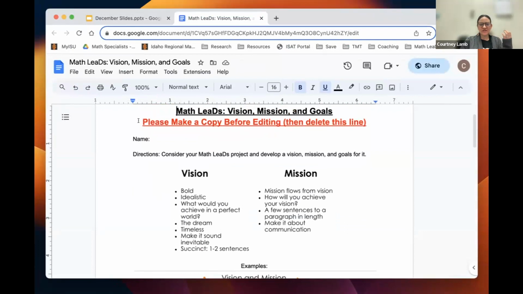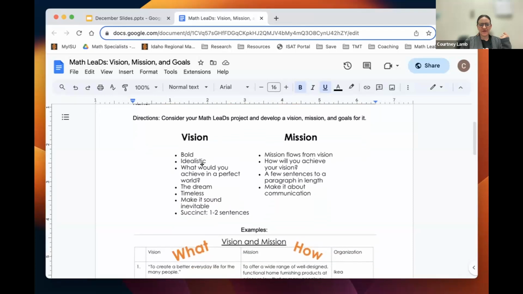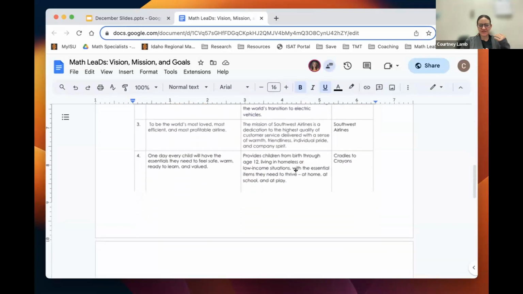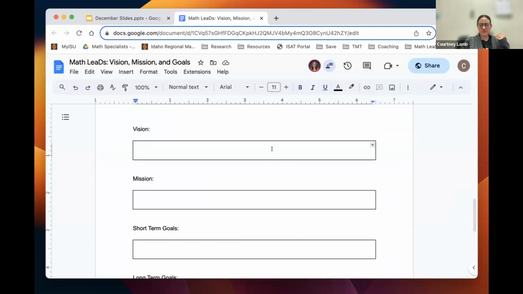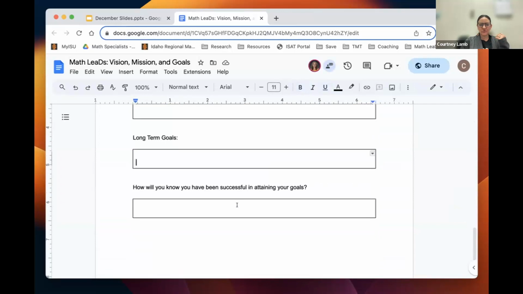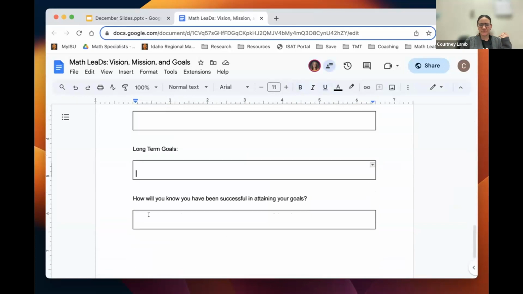Okay. So this is just a template to help you work through this. So please, if you use this, make a copy first, and then you can delete that red note after. Include your name if you want. And then I just put some things on here to help you remember. So here are some guidelines for vision, guidelines for mission, some examples. And then down here is a place where you can type in your vision, your mission, some short-term goals, long-term goals. And if you do the SMART goals, you don't need to do this last one, but if not, it's the measuring: how do you know that you've been successful? What are going to be your markers of success?